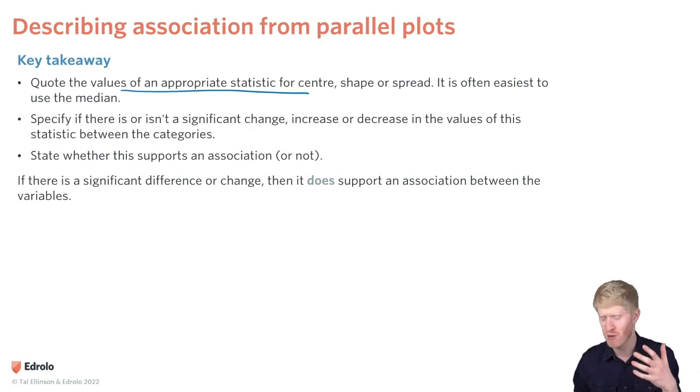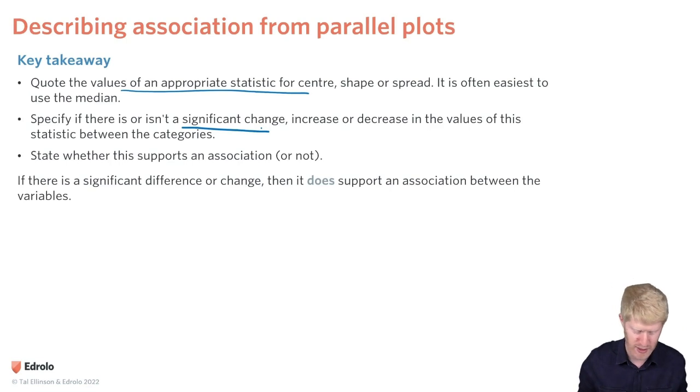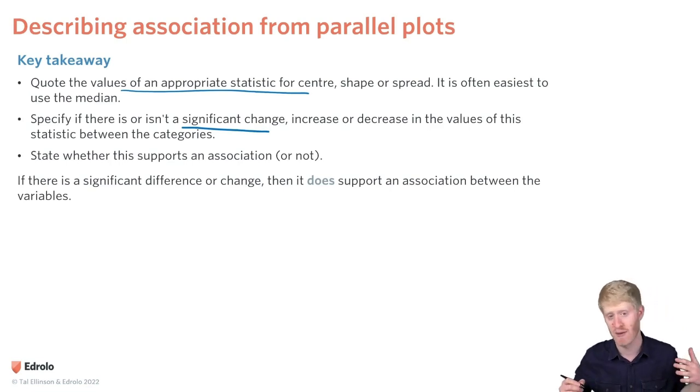And if you remember right, for center, we could use median, shape is our skew, and spread is interquartile range or range. There's a range of options for these. Then we don't want to just quote the values. We want to actually explicitly say whether or not there is a significant change. Is there an increase? Is there a decrease? And lastly, we need to summarize our contention about whether or not this does support an association. Let's see how this looks in our example with our box plots.